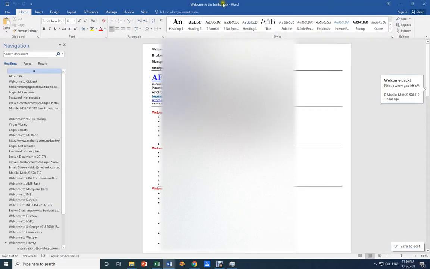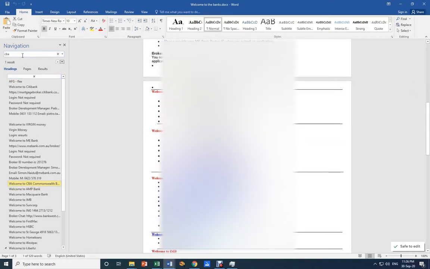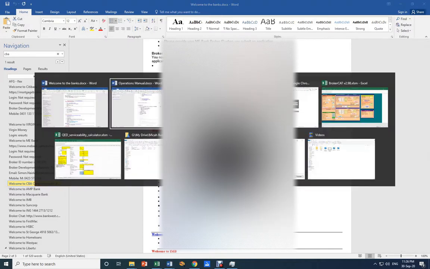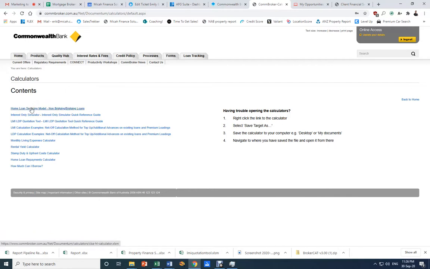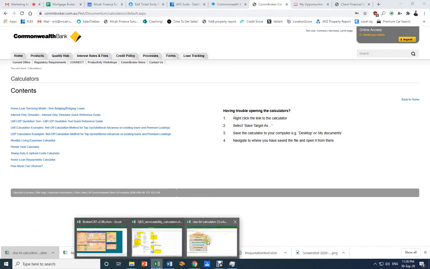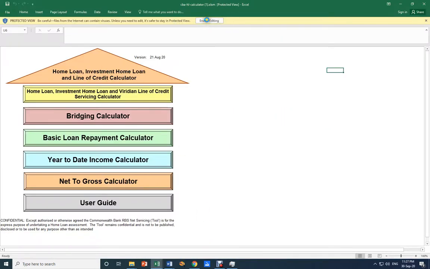The file welcome to the banks has all the banks' login passwords, so I go to CBA, and there it is, there's the password. And we come back here, so we've got the user ID, password is this, we're logging in. Okay, home loan servicing model, non-bridging, yep, that's the one. So this is how you get the servicing calculator for a particular bank. Okay, enable editing.